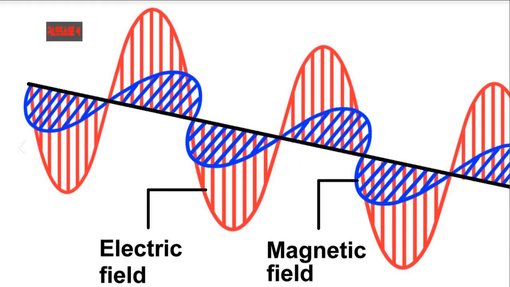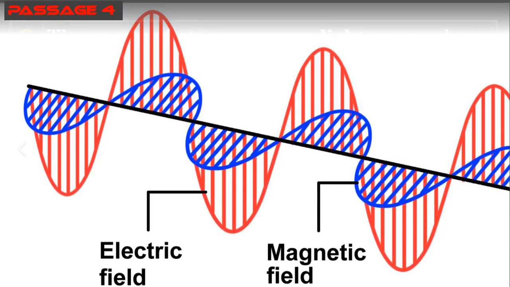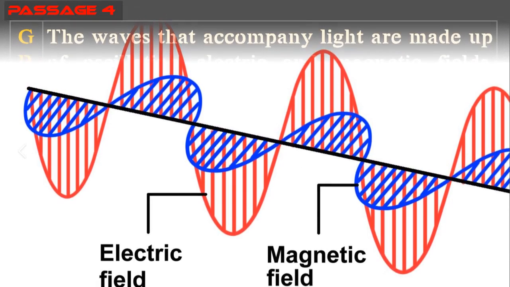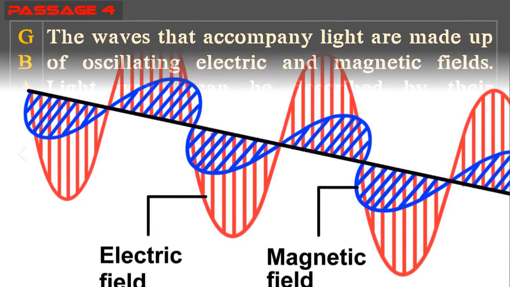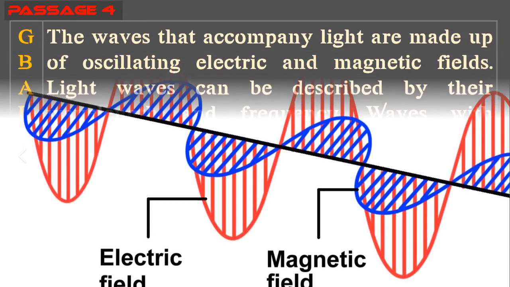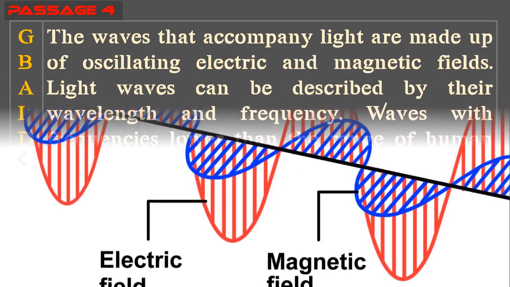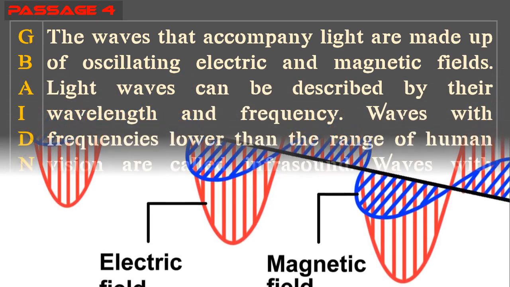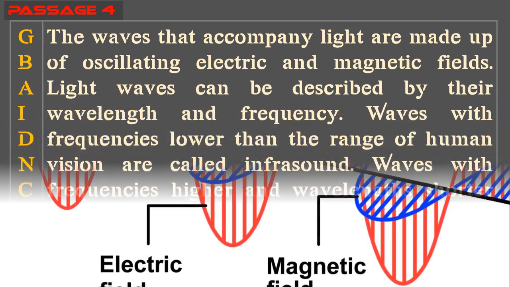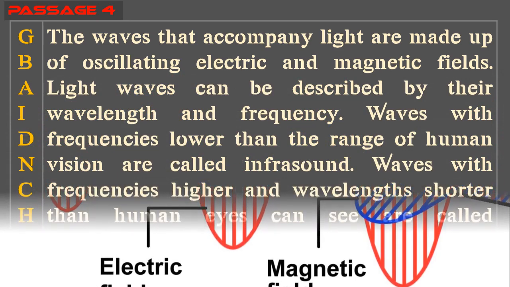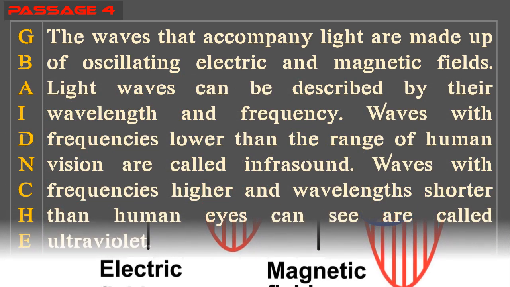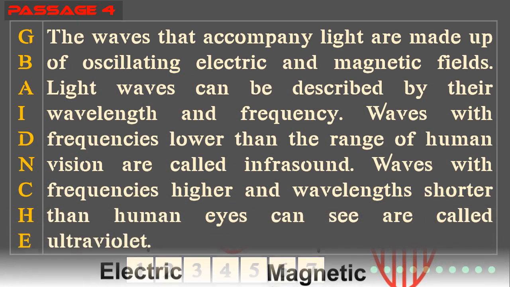Passage 4. The waves that accompany light are made up of oscillating electric and magnetic fields. Light waves can be described by their wavelength and frequency. Waves with frequencies lower than the range of human vision are called infrasound. Waves with frequencies higher and wavelengths shorter than human eyes can see are called ultraviolet.